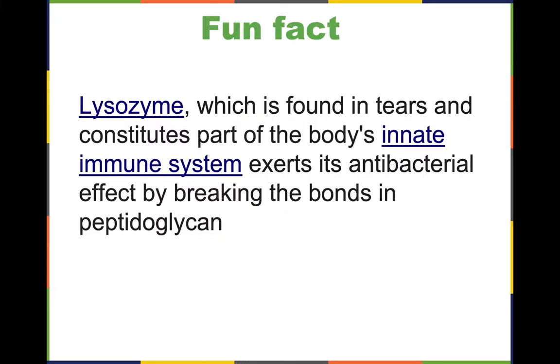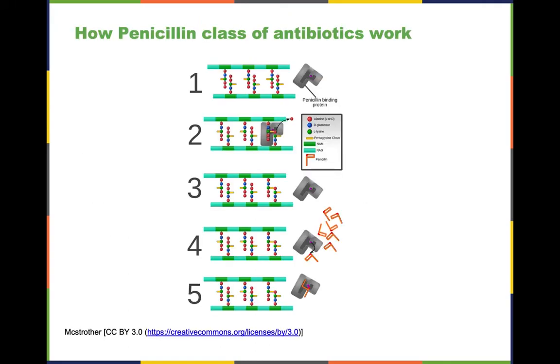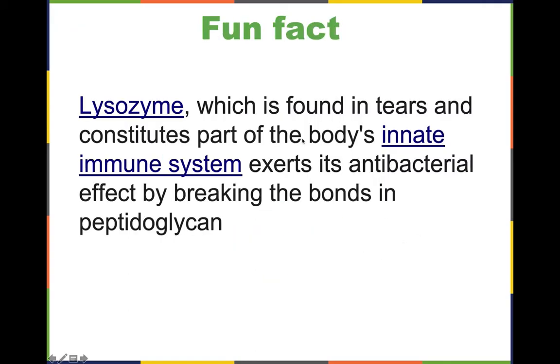So one fun fact, lysozyme is an enzyme which is found in tears. So when we cry, we have this lysozyme that is included in them. Now, lysozyme is able to break the bonds in the peptidoglycan cell wall. So it is actually this enzyme that is in our tears, it's an antibiotic by itself, and it's considered part of our immune system.